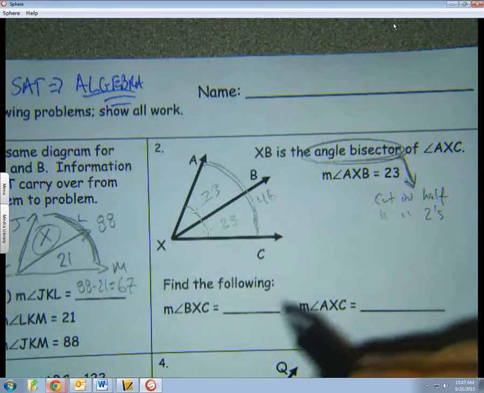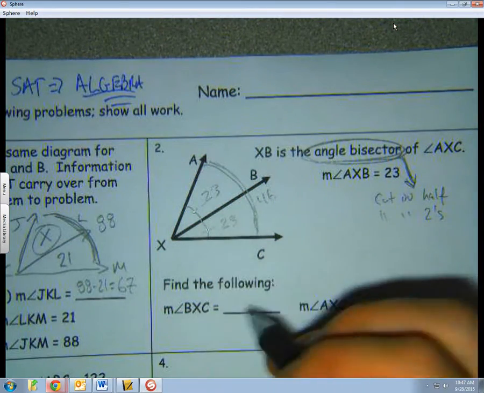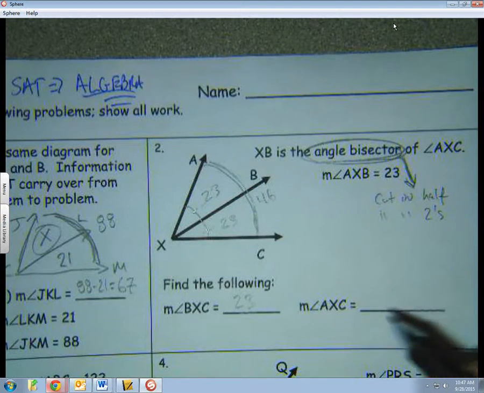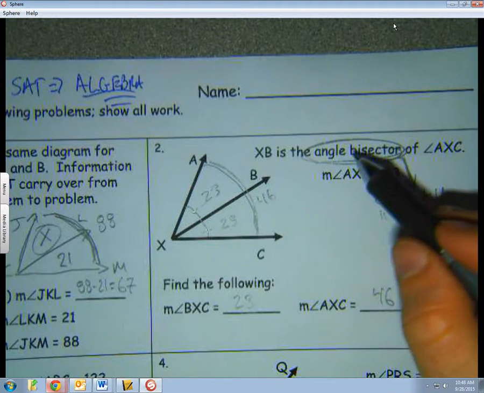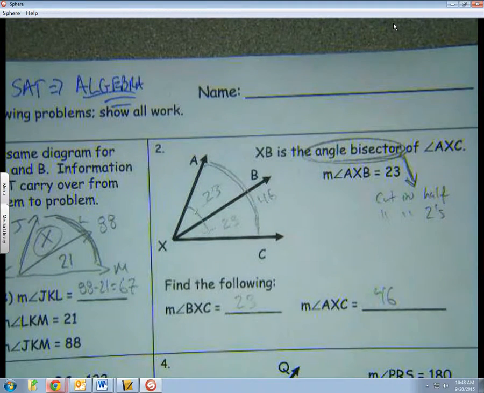So let's plug in what we know. BXC is right here, it's 23. And AXC, the whole thing, is 46. So making sure we're reading, and that's another SAT concept that we really got to have, and just in general, is reading and pulling information from when we read.